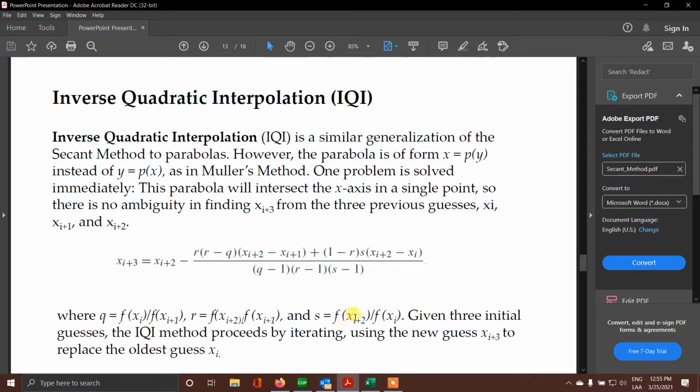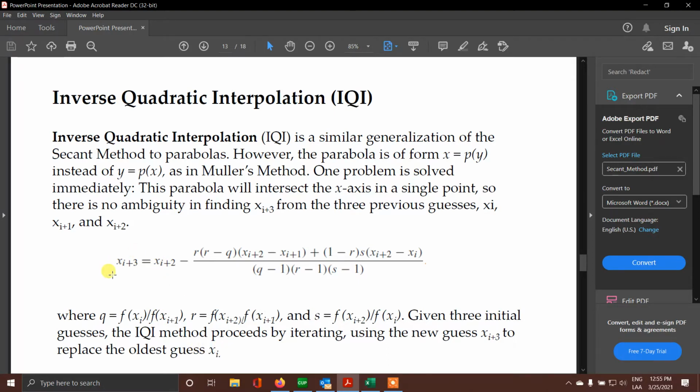So we have to give 3 initial guesses, and the IQI method is another method working by iterations. We just use the new guess, which is this one, x_(i+3), to replace the oldest x_i. So that's what we're going to do. Once we obtain this one, it takes the place of x_i.